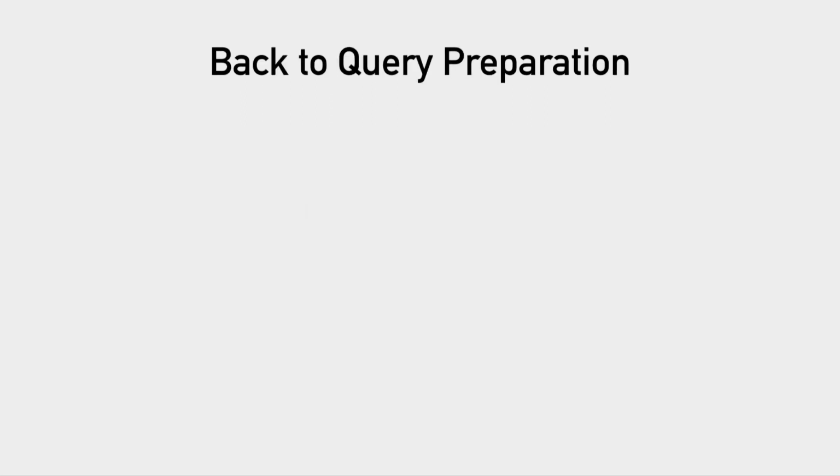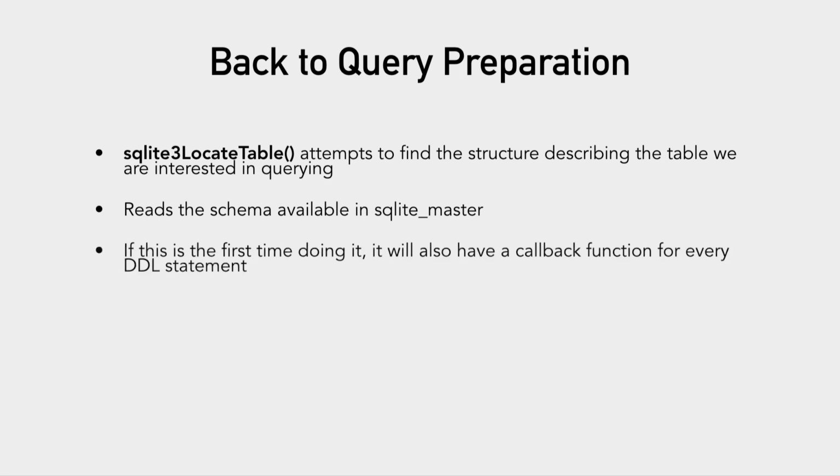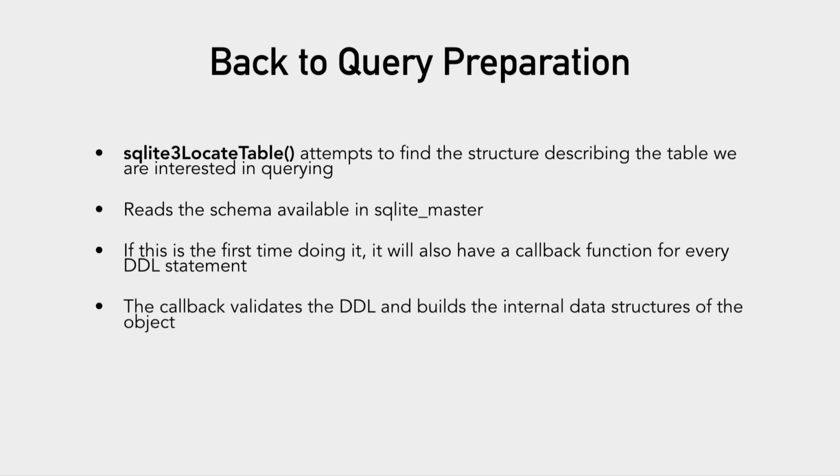So let's go back to query preparation for a second. We have SQLite locate table that attempts to find the structures describing the table that we are interested in querying. So it reads the DDL available in SQLite master. And if it's the first time that it's doing so, it has a callback function for every DDL statement. This callback actually validates that the DDL is indeed valid, and it builds the internal data structures of the object.